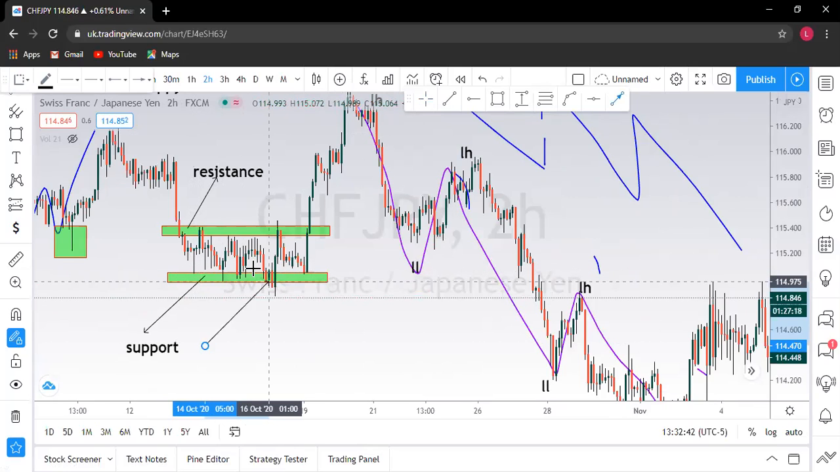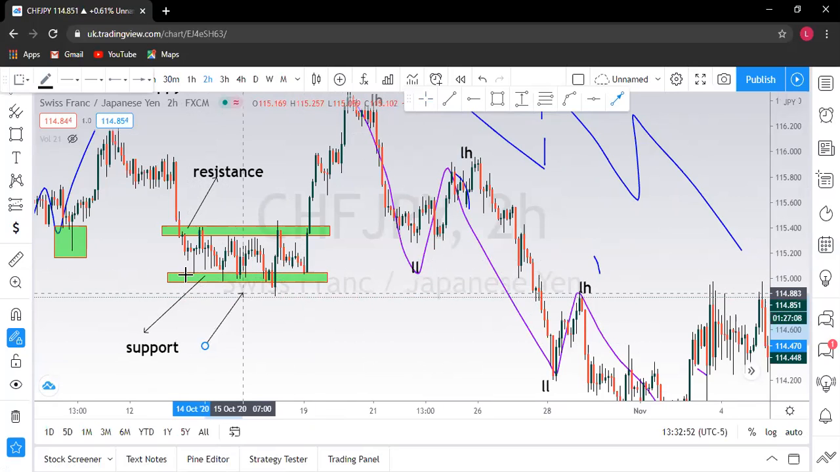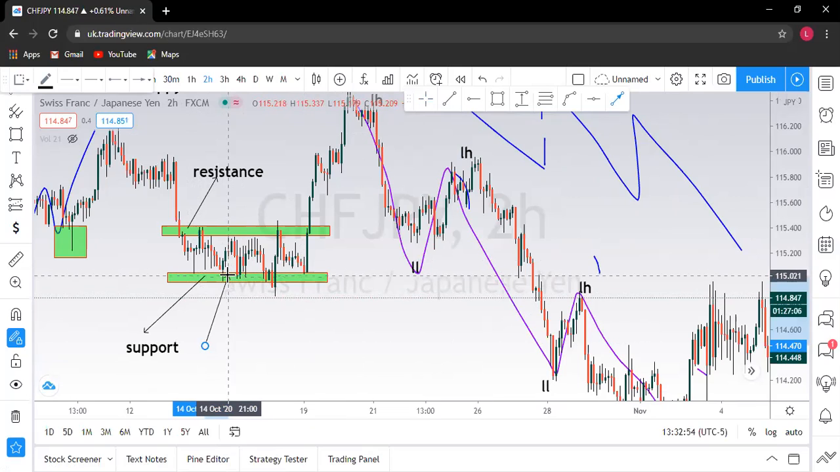1, 2, 3, 4, 5, 6, 7, ranging here. Then this one too. So that means it is a valid support because market has actually touched it more than 3 times. But for you to say it is a support, market needs to just touch it 2 times. But for you to say that this support is actually valid, which means that whenever market gets back there in the future, market is most likely to respect it. So you understand? So that is that about support.